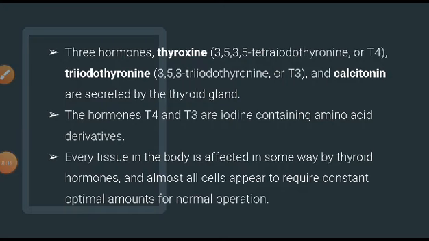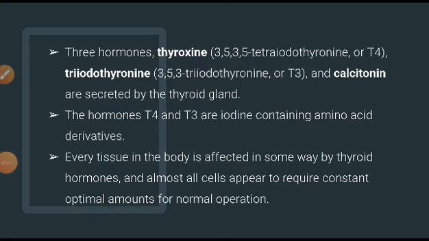Here actually 3 hormones are there: thyroxine, which is also called tetraiodothyronine or T4, triiodothyronine or T3, and the third one, which is calcitonin. All these 3 hormones are secreted by the thyroid gland. The hormones T4 and T3 are iodine-containing amino acid derivatives.